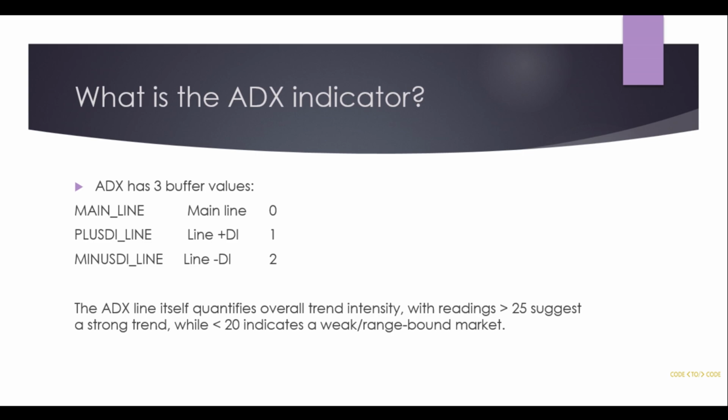Now, when the ADX line, sorry, the main line, is giving a value of 25 and above, that is indicative of a strong trend, right? When the ADX value, the main line, is 20 and below, that means we have entered or are in a weak or range bound market, right? So it's not an uptrend, it's not a downtrend, and it's weak. That's basically what that's telling us.